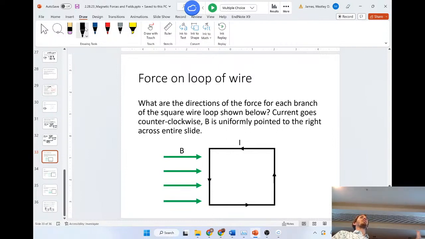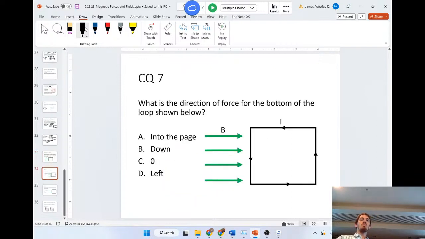It's the same everywhere. Okay, we're going to break this into pieces. That's how you solve this problem. You do each side of the loop, top, left, right, bottom. The net force will reveal itself, whatever happens to each side. We'll build a picture for what it's going to do to the entire thing. So, what happens to the bottom?